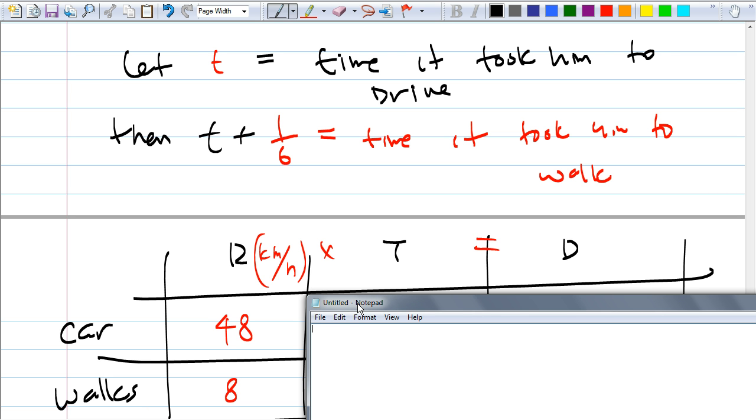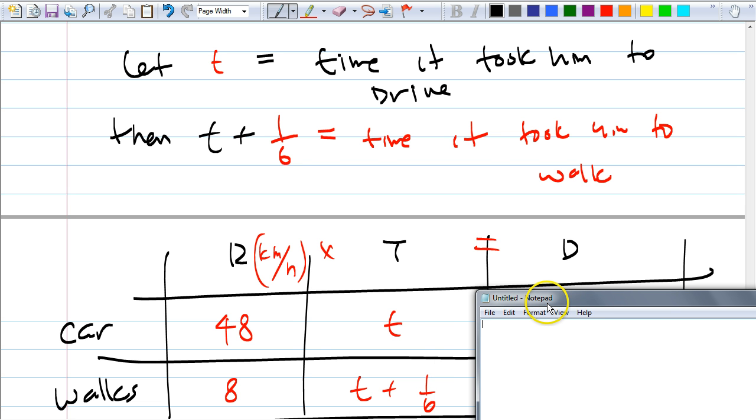For time, what's the time for the car? Aaron? What's the time for how much he walked? He walked T plus 1/6. Very good. It makes sense, doesn't it? It takes them longer too, right? Aren't they going the same distance? Because they're going there and coming back, right?